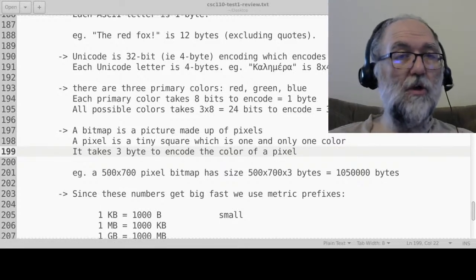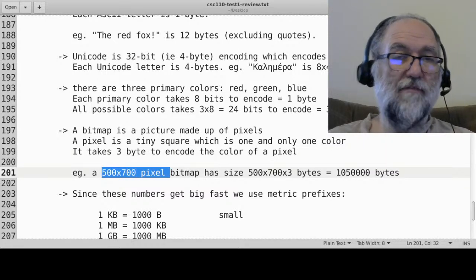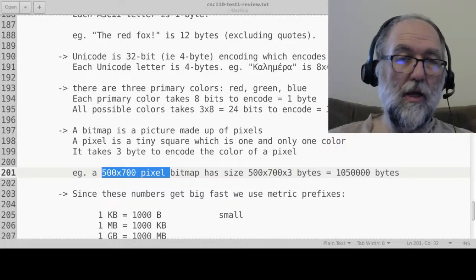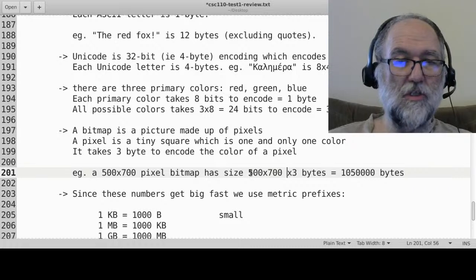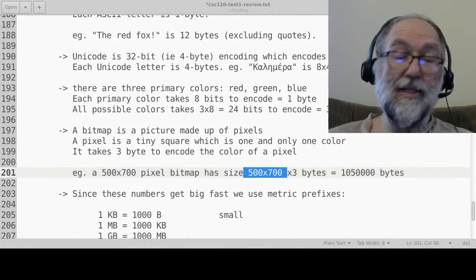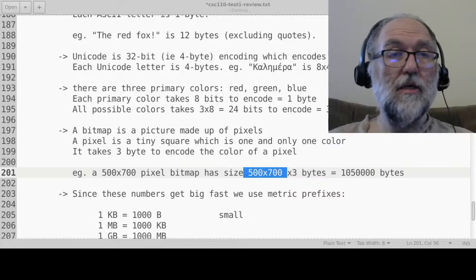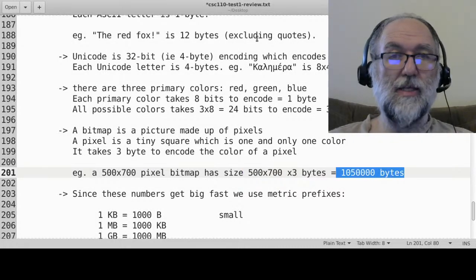Okay, and so if I tell you that a particular bitmap is 500 by 700 pixels, so that's like 500 rows, 500 rows, 700 columns. If you multiply the 500 times 700, let's just do that part first, that tells you the number of pixels, but each pixel needs 3 bytes. So you take the number of pixels and multiply it by 3 bytes, and that tells you the size of the file.